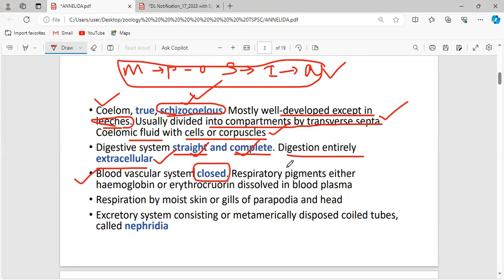Now, the respiratory pigments are either hemoglobin or erythrocruorin. This can be asked in your question. Don't forget this, note this point. When it comes to humans, what is the respiratory pigment? Just tell me. Obviously, hemoglobin. But there are other respiratory pigments also: hemocyanin, hemoerythrin, hemoglobin, like this.